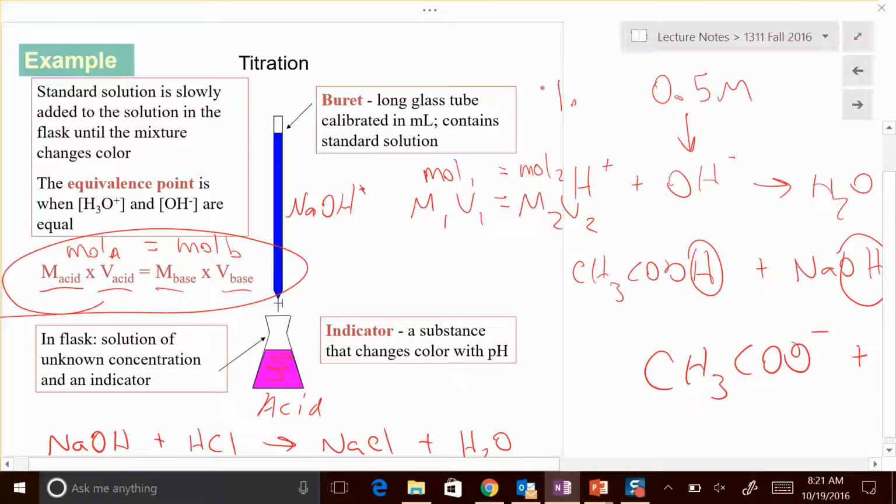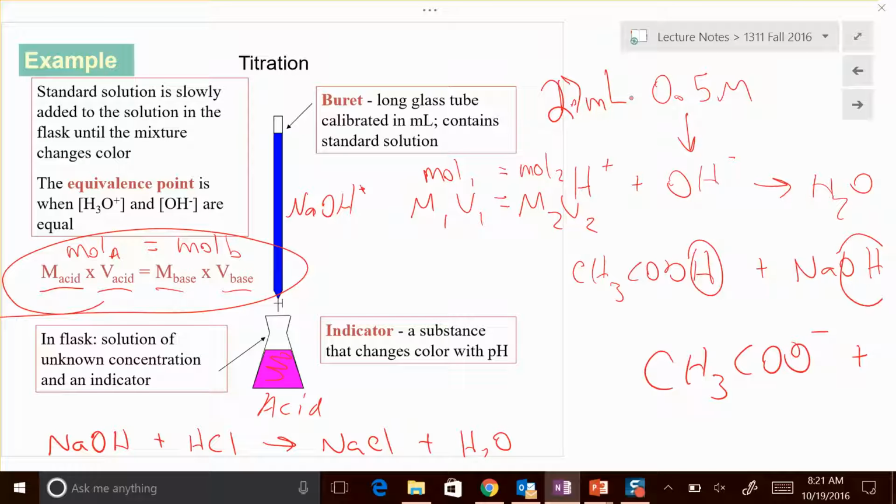if I added 27 milliliters of it, okay, then 27 times 0.5 will tell me the moles of the base. That's how many moles of base I added. Well, not exactly, because that's in milliliters. But, and that's a good point, because if I'm using this equation, and I'm using milliliters here for the base, then I just need to use milliliters here for the acid. Okay? But if I'm using liters, I need to use liters.